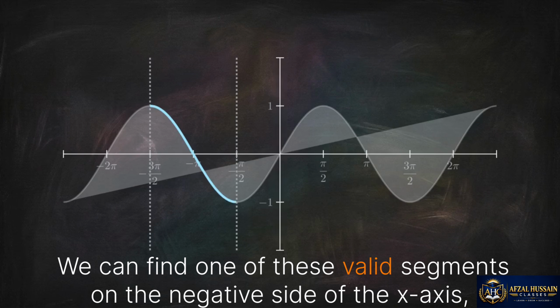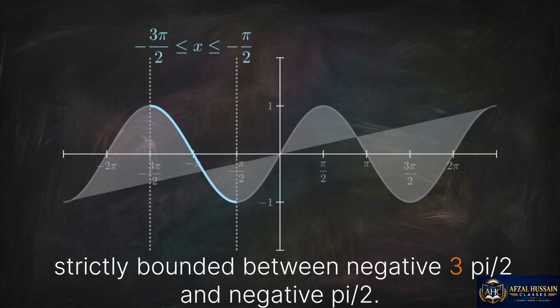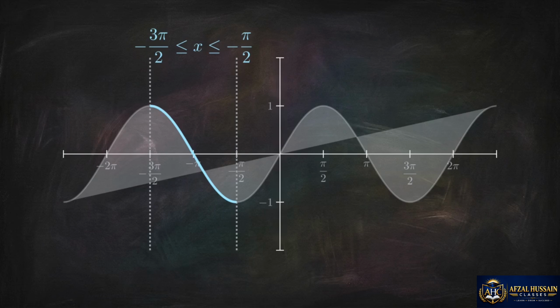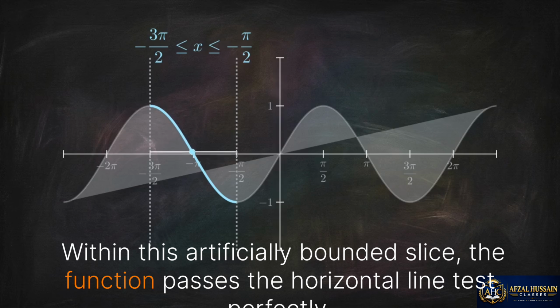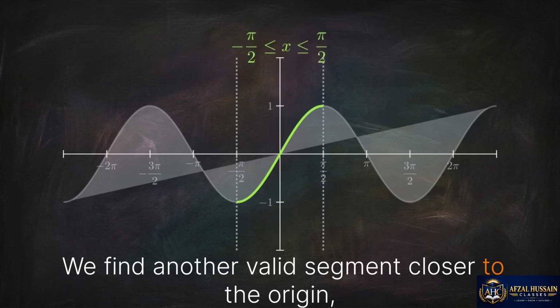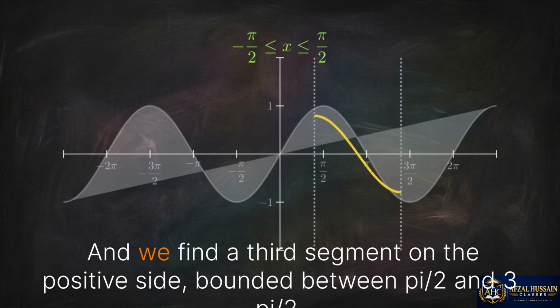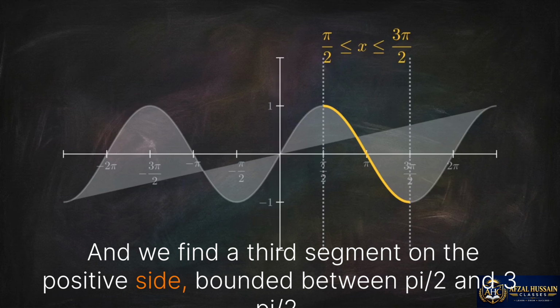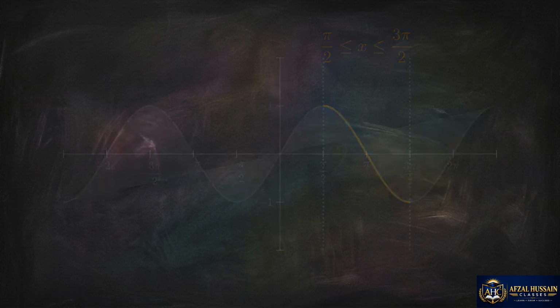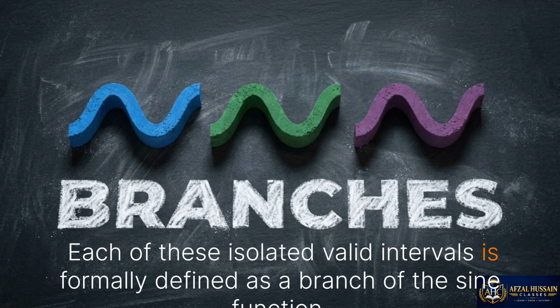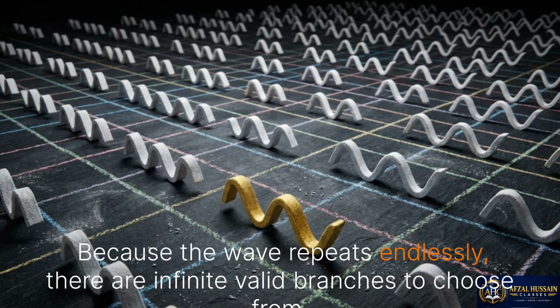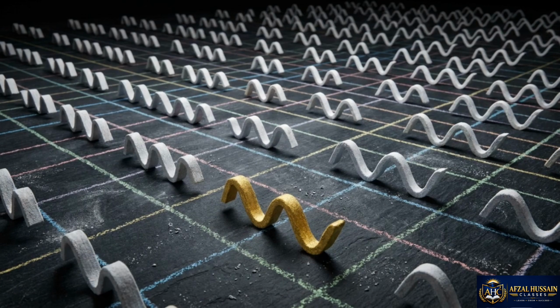We can find one of these valid segments on the negative side of the x-axis, strictly bounded between -3 pi over 2 and -pi over 2. Within this artificially bounded slice, the function passes the horizontal line test perfectly. We find another valid segment closer to the origin, running from -pi over 2 to +pi over 2. And we find a third segment on the positive side, bounded between pi over 2 and 3 pi over 2. Each of these isolated valid intervals is formally defined as a branch of the sine function. Because the wave repeats endlessly, there are infinite valid branches to choose from.